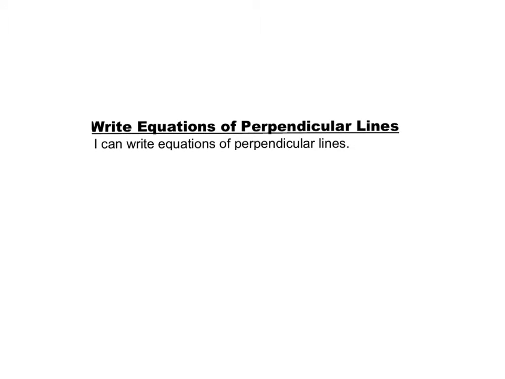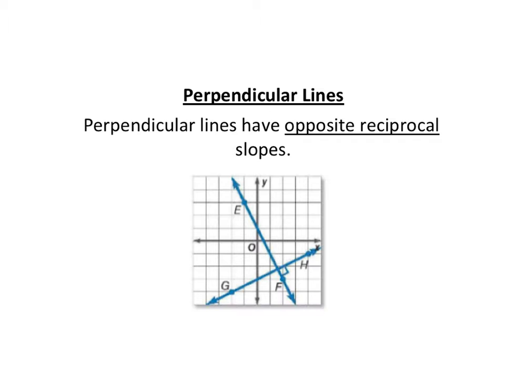In this lesson, we're going to write equations for perpendicular lines. Remember, in a previous lesson, we learned that perpendicular lines have opposite reciprocal slopes. We also know that a perpendicular line forms a right angle, and it's giving the opposite reciprocal slope that gives you then the 90-degree angle. So let's take a look here and find the slope of each one of these.